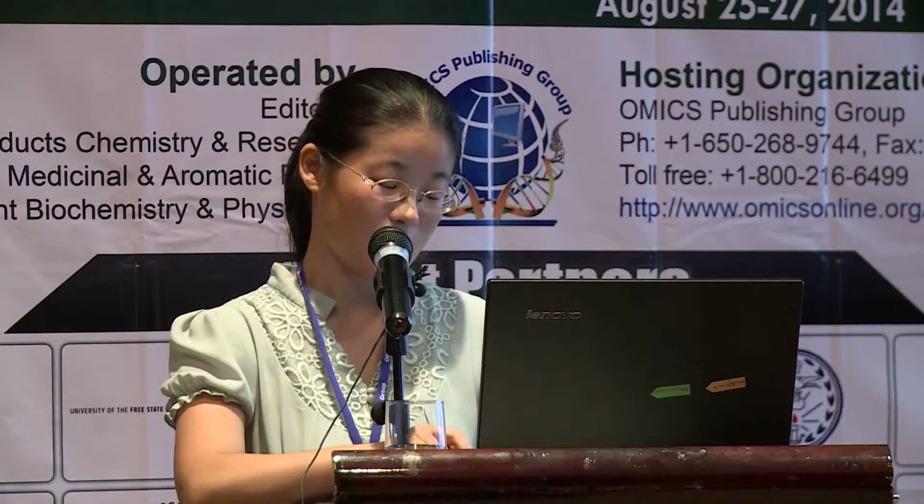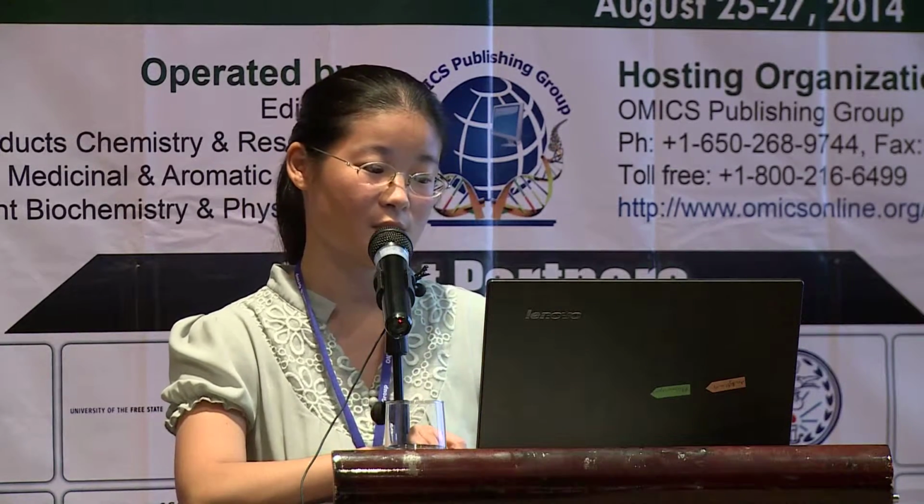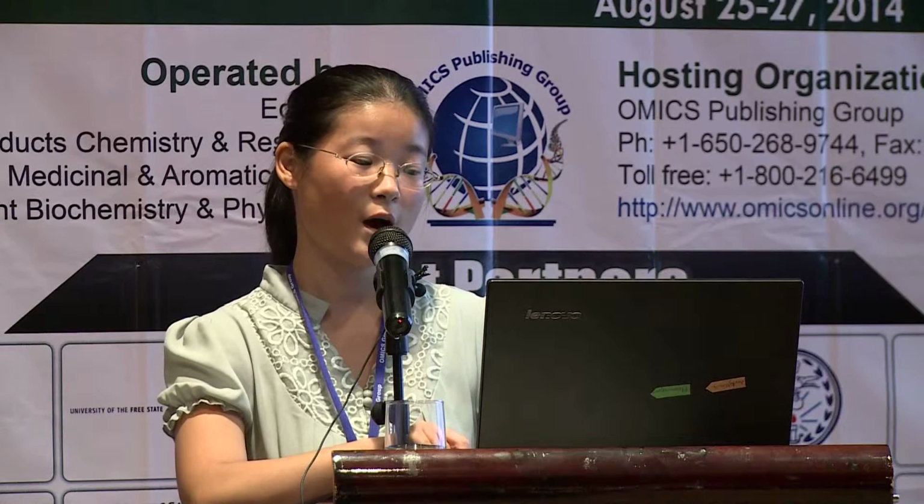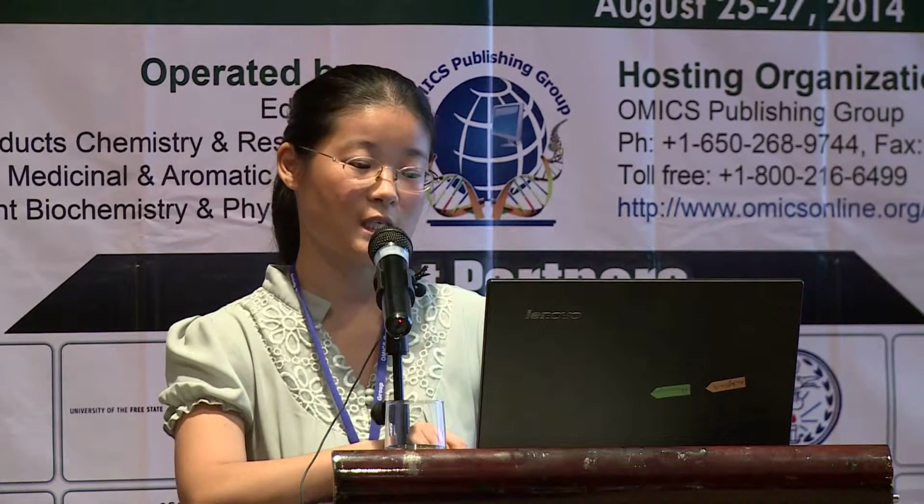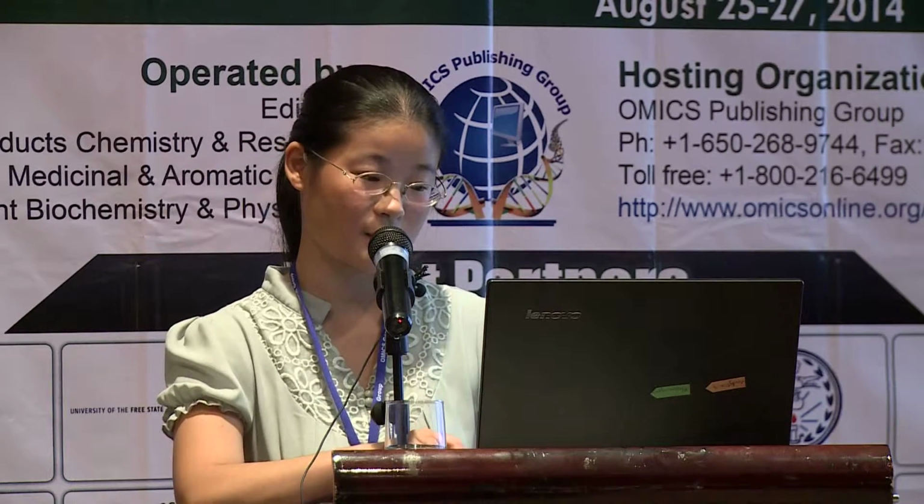And in the stem, the nitrogen accumulated. So we think the nitrogen accumulated in the stem can't be transported to the leaves. This may be part of the mechanism of why the yellow leaves exist in our transgenic plants.